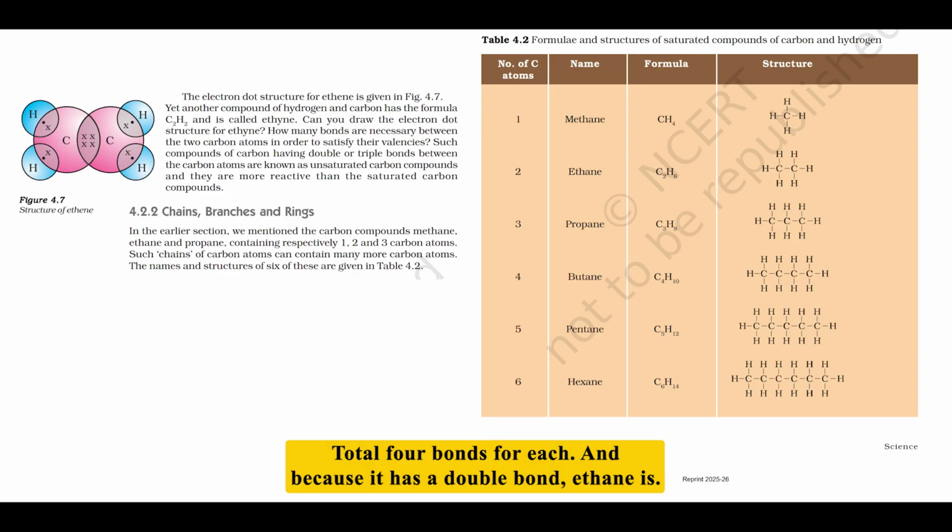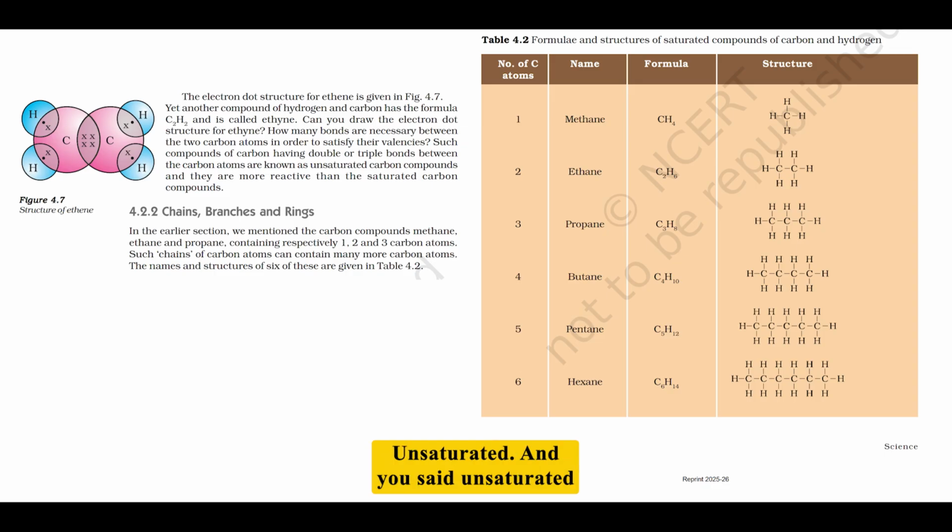And because it has a double bond, ethene is unsaturated. And you said unsaturated compounds are generally more reactive than saturated ones? Absolutely critical point. Yes, unsaturated compounds like ethene are generally more reactive. That double bond is a site of higher electron density and can open up to add other atoms.